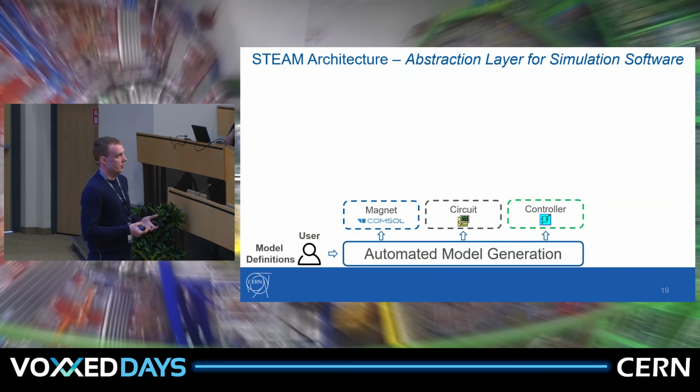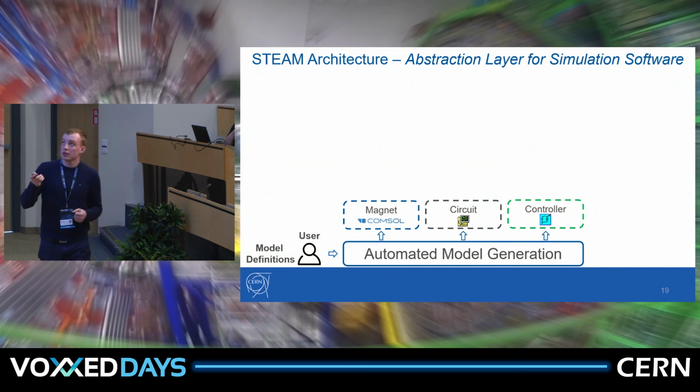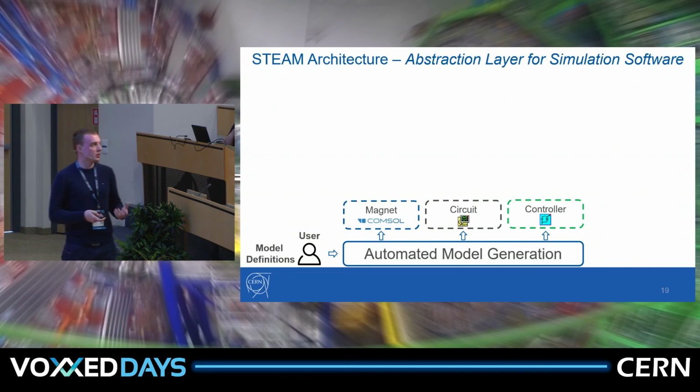And building and bringing that all together, STEAM can be seen as some sort of abstraction to simulation software. On one side, we have automated model generation, so we create magnet, circuit, and controller models. And we can already see that this is a sort of horizontal scalability because we can plug in more and more. It's meant to be general.